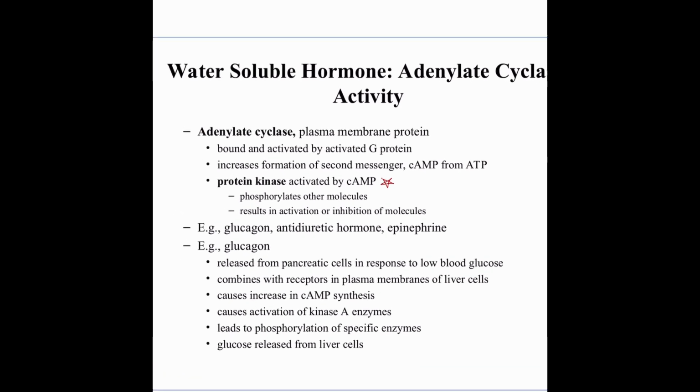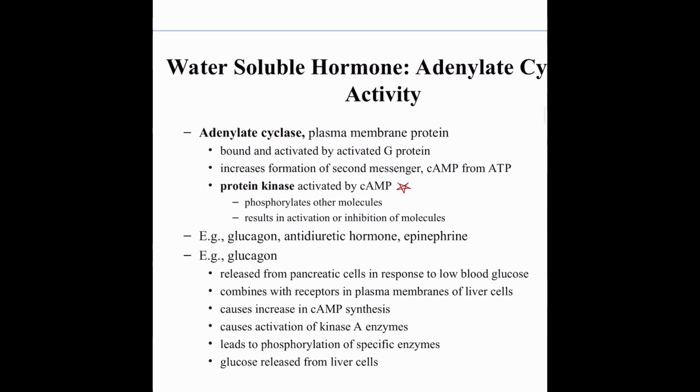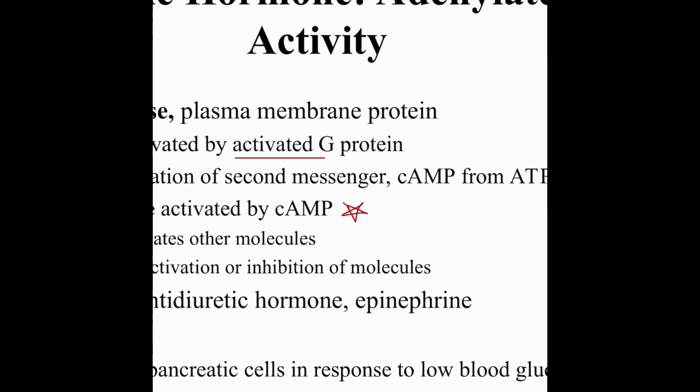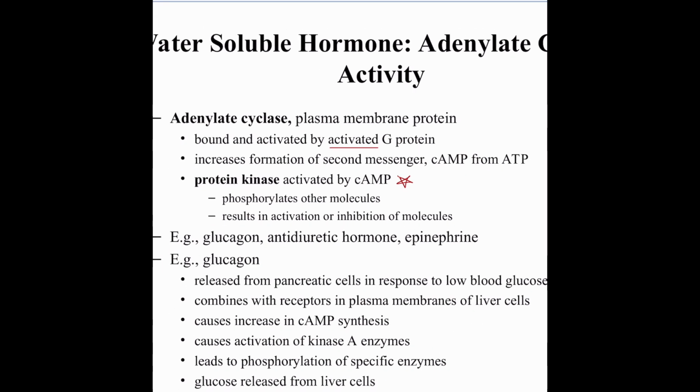So adenylate cyclase is a plasma membrane protein, and it's bound and activated by an activated G protein. The hormone needed to bind to the receptor, then the G protein got activated because the hormone bound, and GDP is bumped off by GTP, which activates the G protein to propagate along the cell membrane to then get to the second messenger. So it increases the formation of the second messenger, cAMP, from ATP.